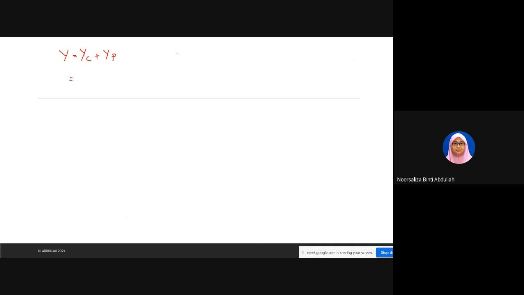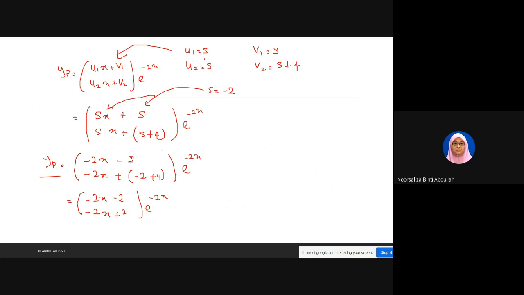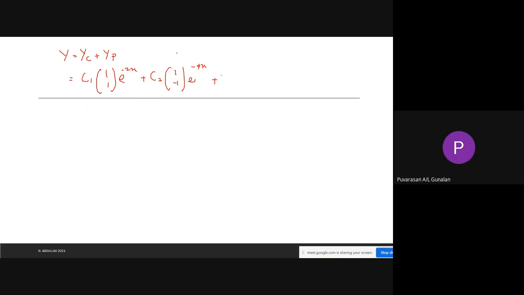YC equals C1, 1, 1, exponent minus 2x, plus C2, 1, minus 1, exponent minus 4x, plus YP. So your YP is this one: minus 2x minus 2, minus 2x plus 2, exponent minus 2x. Faham?